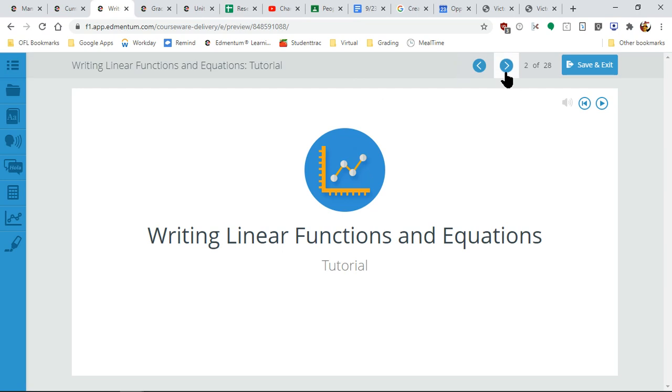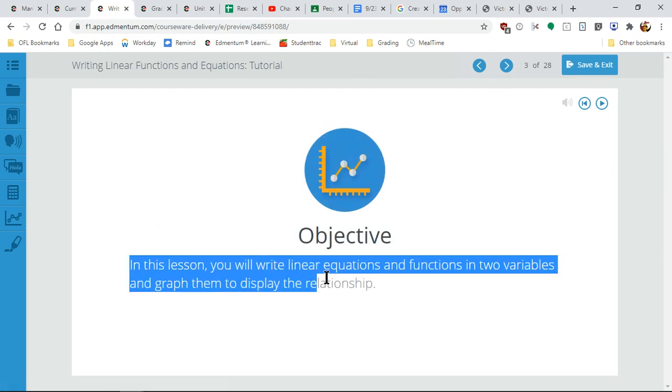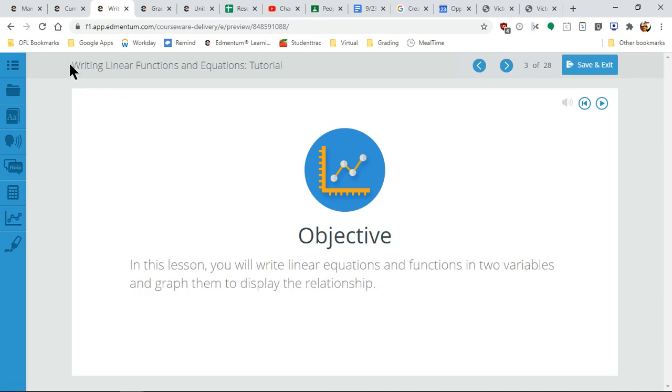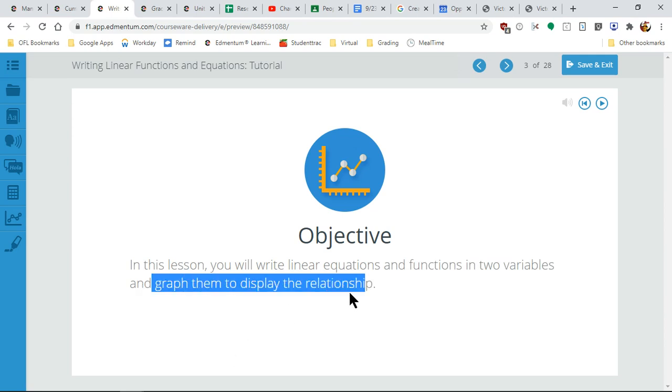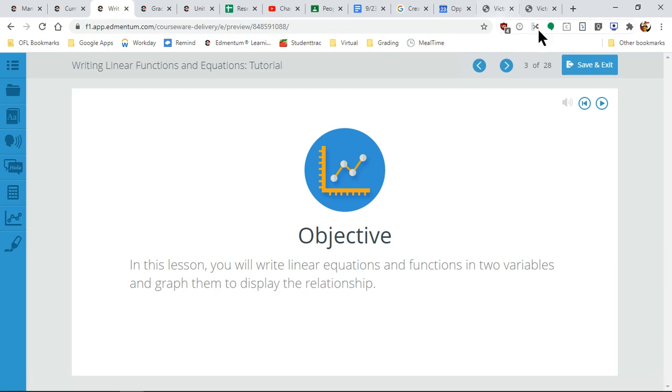All right, writing linear functions. In this lesson, you will write linear functions with two variables and graph them to display their relationship. When we're talking about linear functions, we're talking about something with a constant rate. We've kind of done this in other lessons.